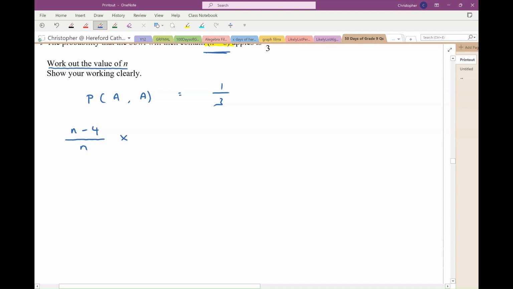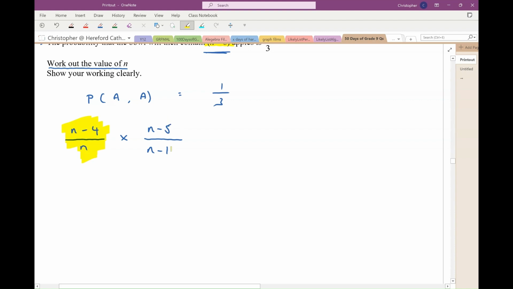So now what's the probability of the second one being an apple? Well, by the time we get to the second piece of fruit, there aren't n pieces of fruit anymore. There are n minus 1 pieces of fruit. And how many of those are apples? Well, not n minus 4, but 1 fewer. So n minus 5.